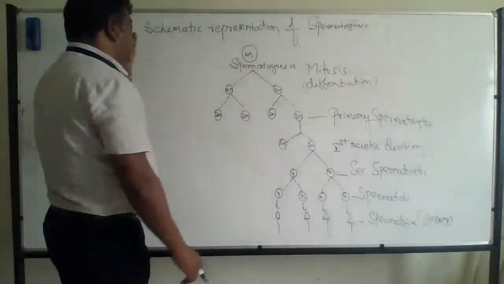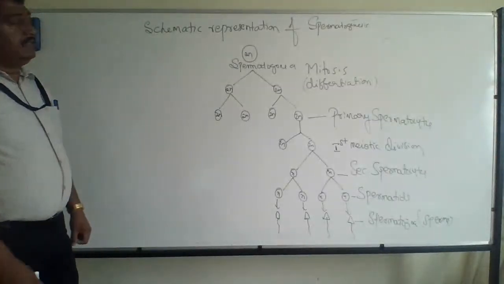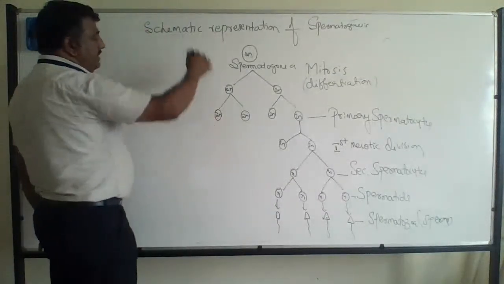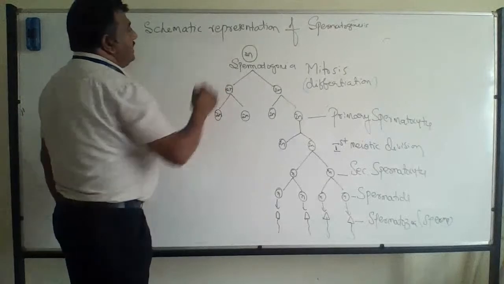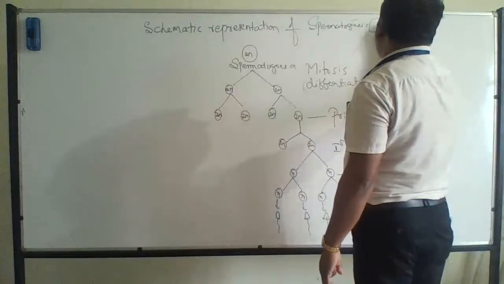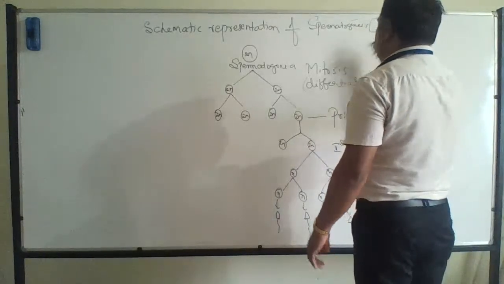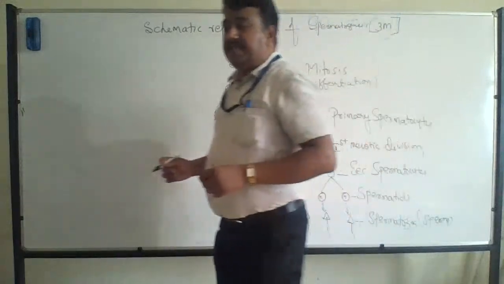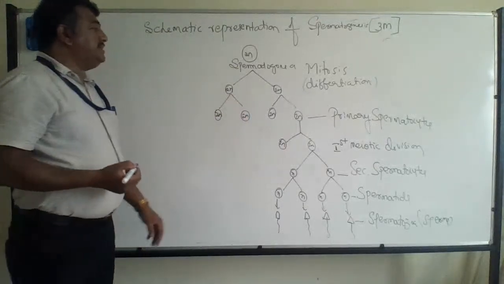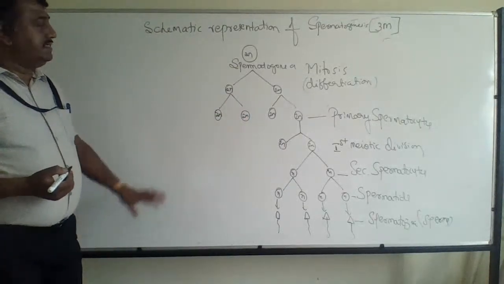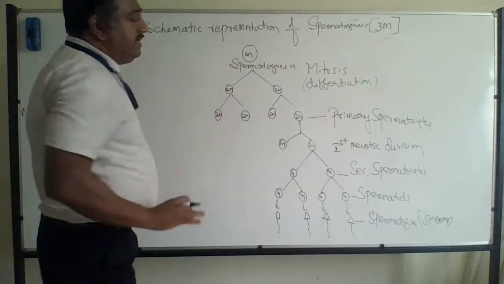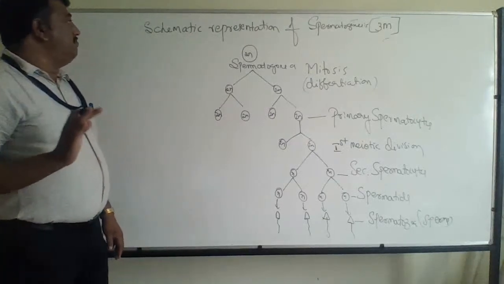Okay. Now, in the main exam or in any other exam, in this topic, this schematic representation of spermatogenesis itself, they may ask for 3 marks. Okay. Without any explanation, they can ask only to write the schematic representation of spermatogenesis. Just you have to write it down like this and leave it. You can get 3 marks, 3 full marks.